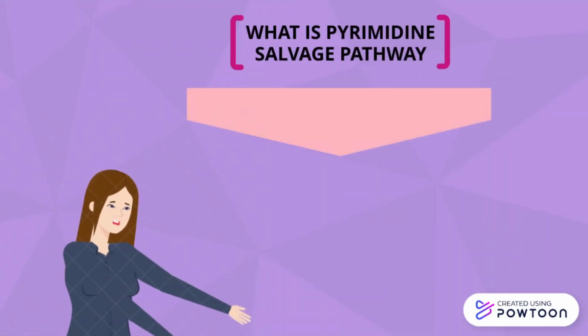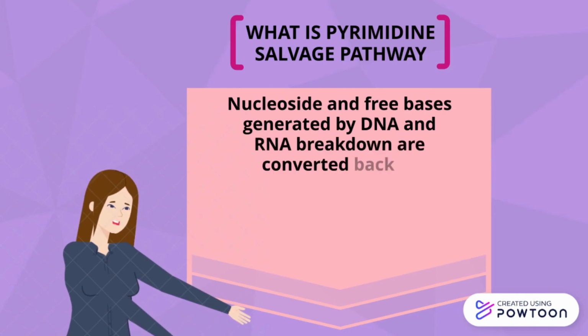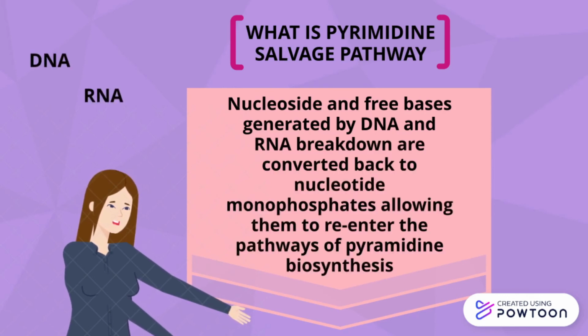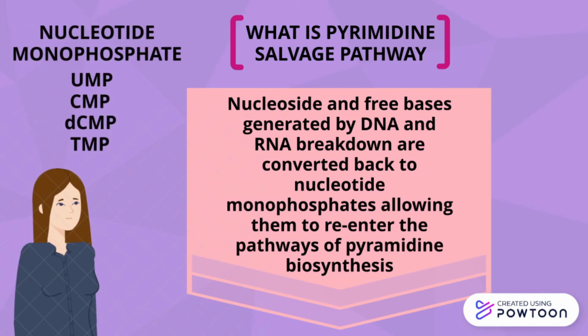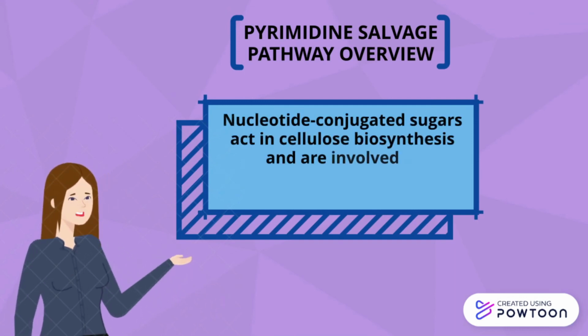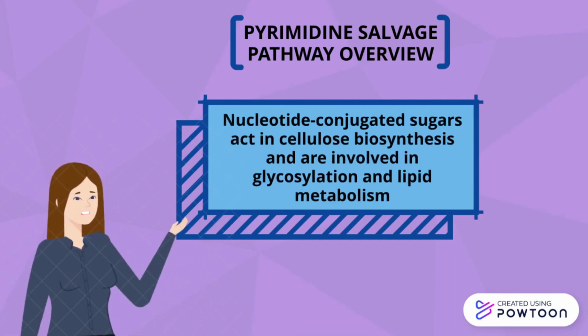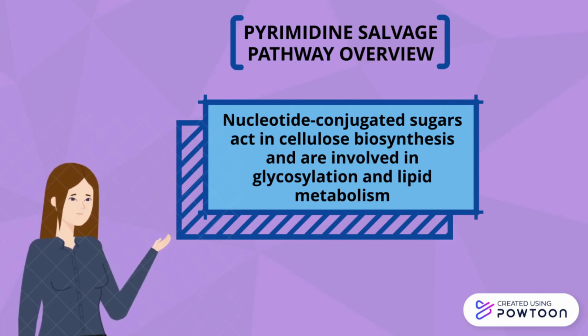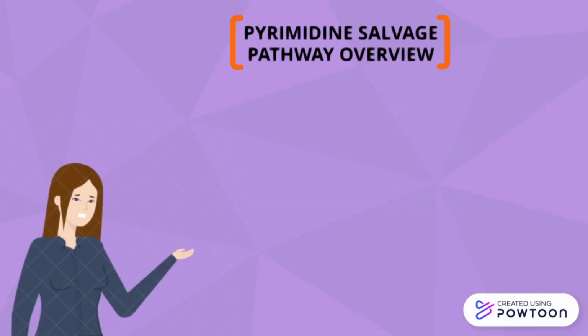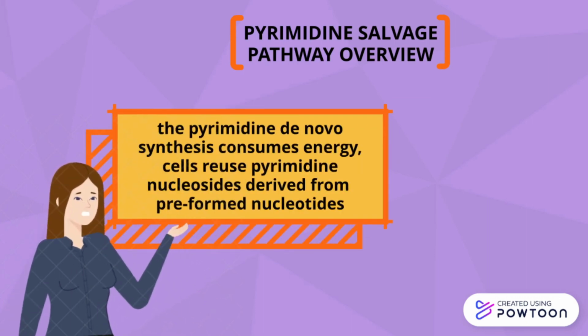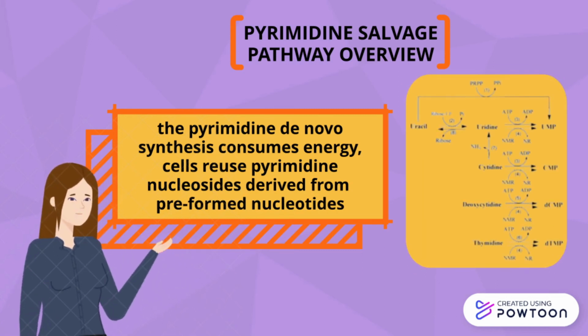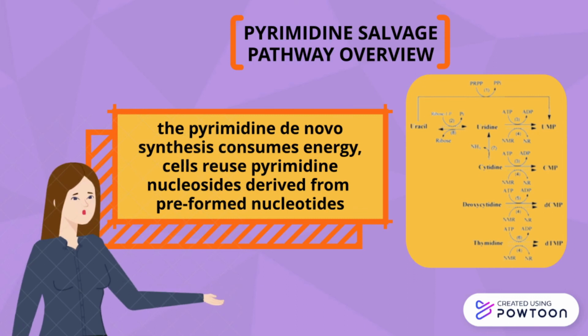In pyrimidine salvage, nucleosides and free bases generated by DNA and RNA breakdown are converted back to nucleotide monophosphates, allowing them to re-enter the pathways of pyrimidine biosynthesis. Nucleotide conjugated sugars act in cellulose biosynthesis and are involved in glycosylation and lipid metabolism. Because the biosynthesis pathway of de novo pyrimidine consumes energy, plant cells reuse pyrimidine bases and nucleosides derived from preformed nucleotides, as in the figure.